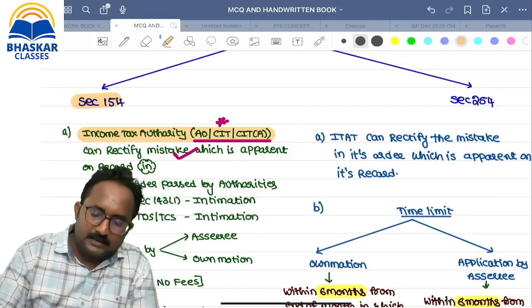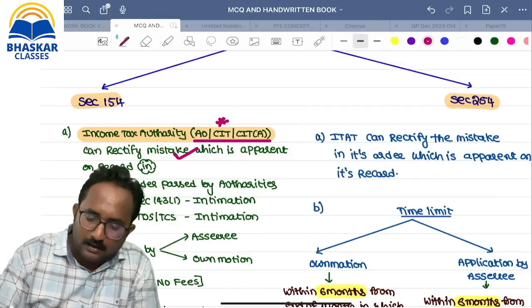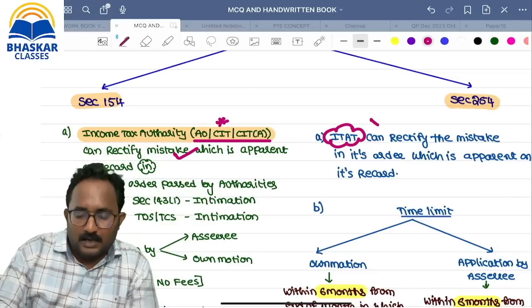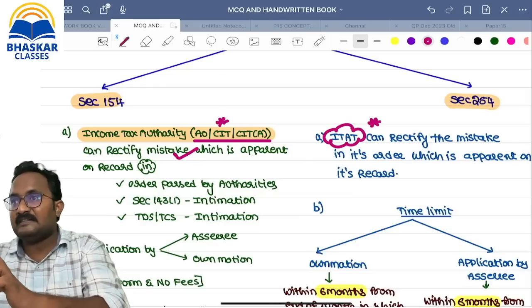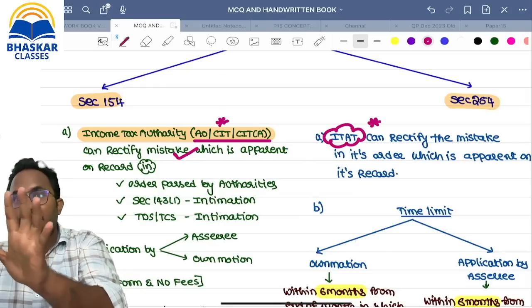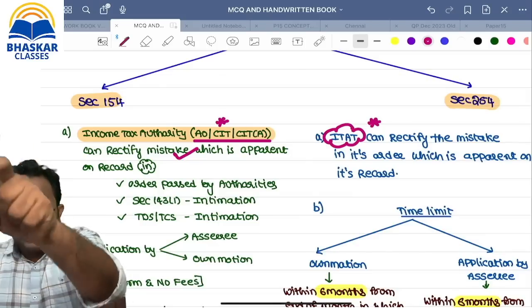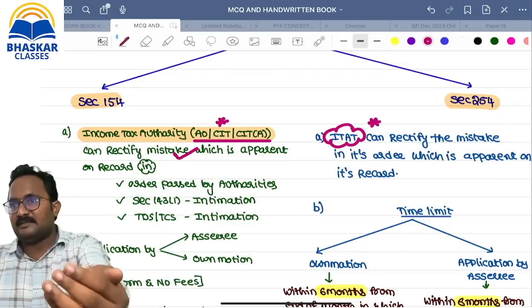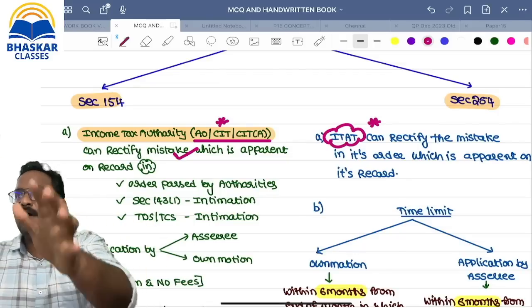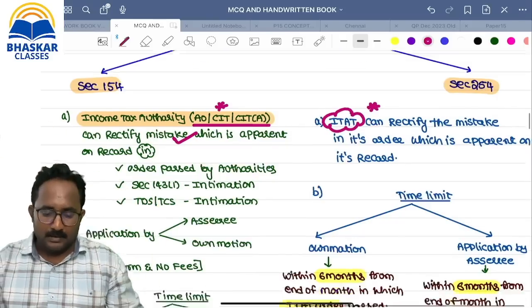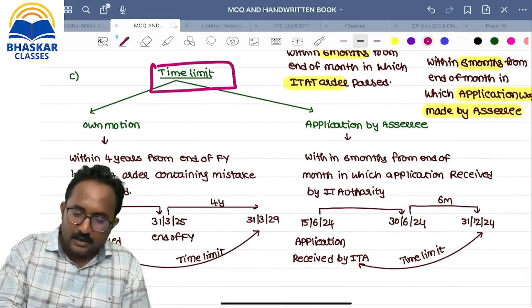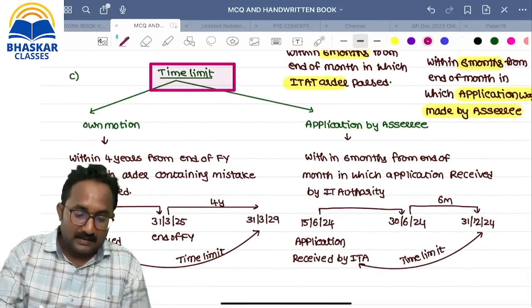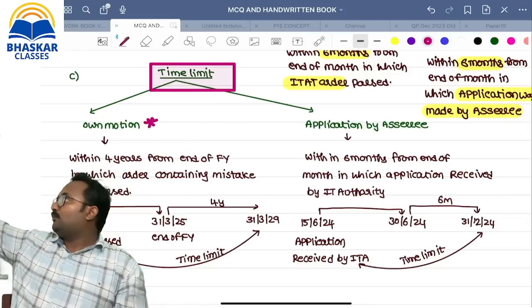If an order is passed by the Income Tax Appellate Tribunal and any mistake is there, that authority can rectify it. A mistake apparent from the record means, yes, ma, we can't change the nature from favorable to unfavorable. We just change whatever mistake is placed in the order. That may be a name mistake, address mistake, calculation mistake, like that only we can do. Remember, sir, you have to remember the time limit; you can read on your own. The time limits are very important. In the last attempt, we got this question as a 2 mark MCQ.